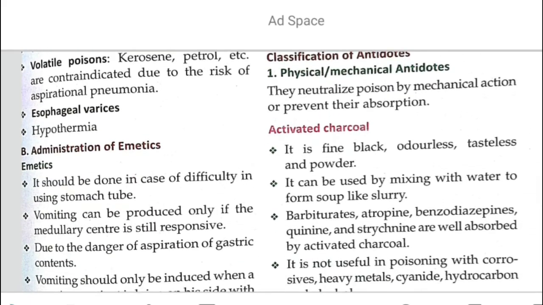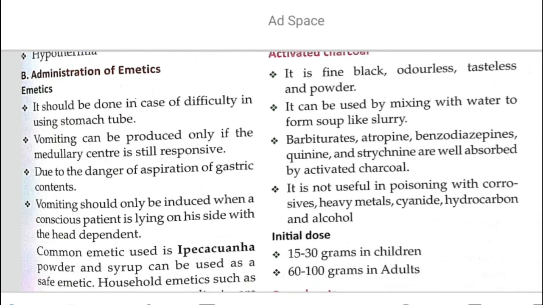Classification of antidotes. First, physical or mechanical antidotes. They neutralize poison by mechanical action to prevent their absorption. Activated charcoal. It is a fine, black, odorless, tasteless powder. It can be used by mixing with water to form a soap-like slurry.